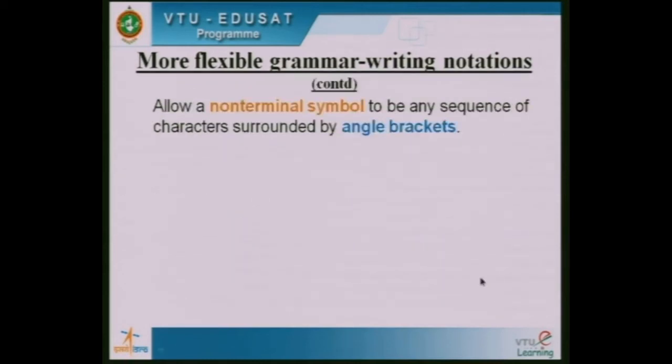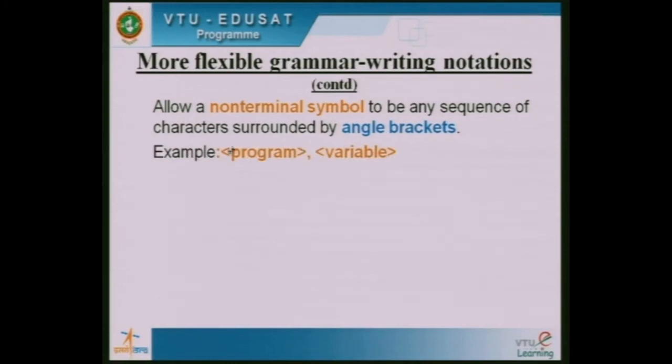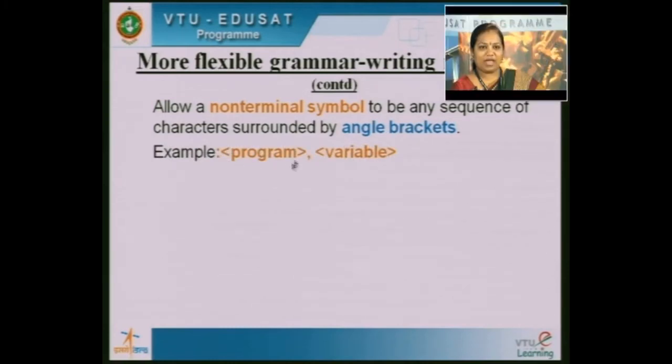This is one way. Another way: till now we have represented all the non-terminals by just one single symbol, whereas we can even allow a non-terminal symbol to be any sequence of characters surrounded by angular brackets. So, all these characters are surrounded in an angular bracket. This represents one non-terminal, program. Similarly, variable in an angular bracket represents one non-terminal.